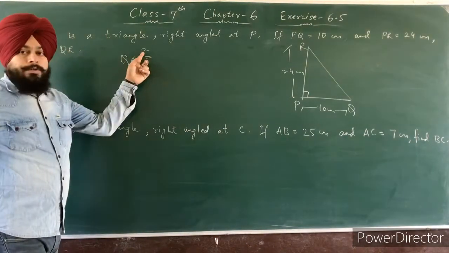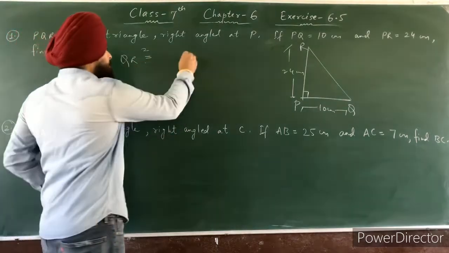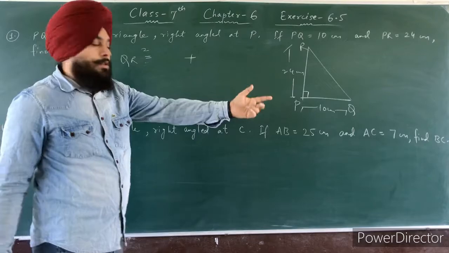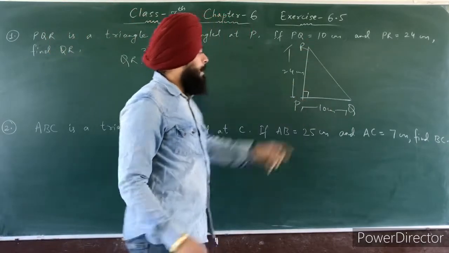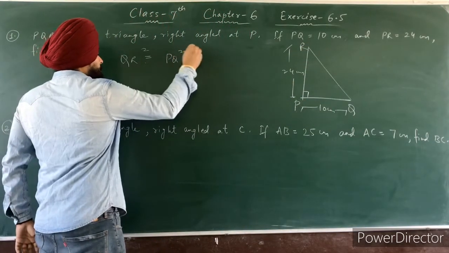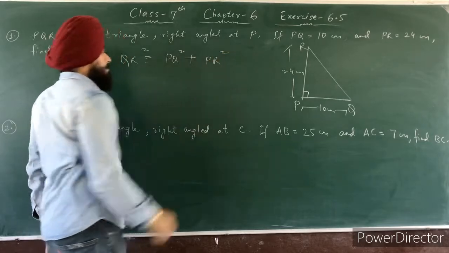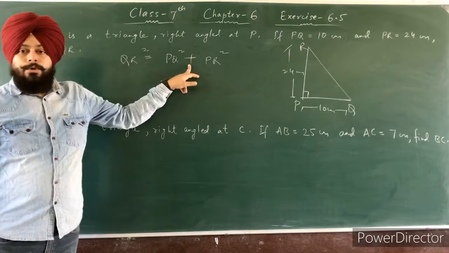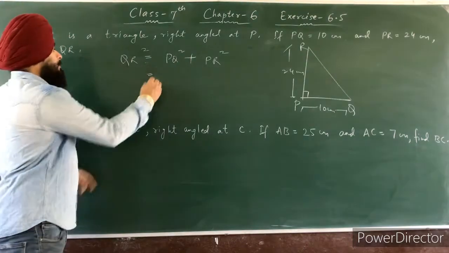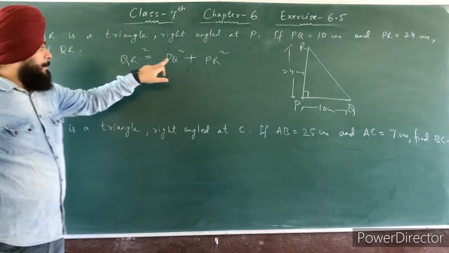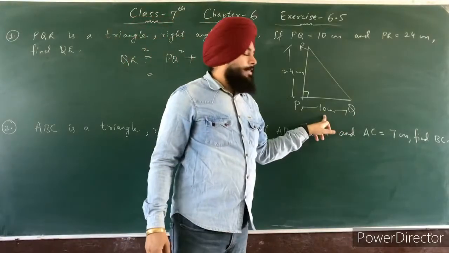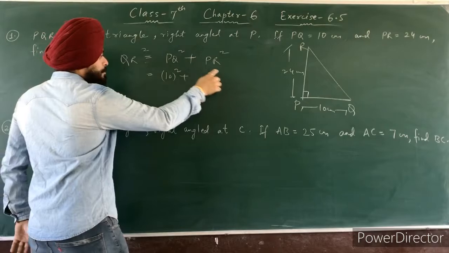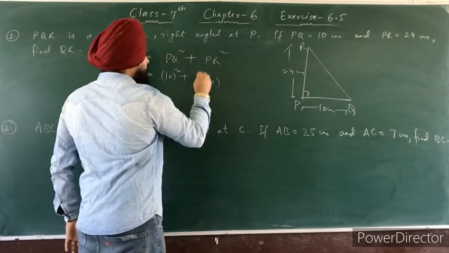Square of the hypotenuse is equal to the sum, which means you have to add, the sum of the squares of the other two sides. The other two sides are PQ and PR, so PQ square and PR square. Hypotenuse square equals the sum of the squares of the other two sides. So we have to find QR. The measure of PQ is 10 centimeter, so put here 10, and the measure of PR is 24 centimeter.